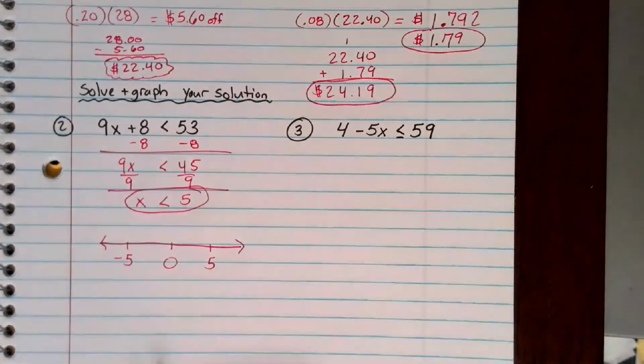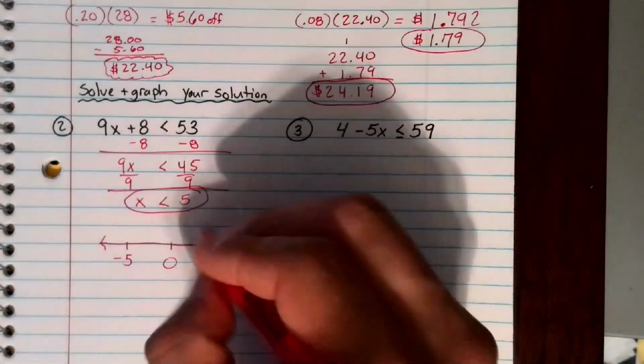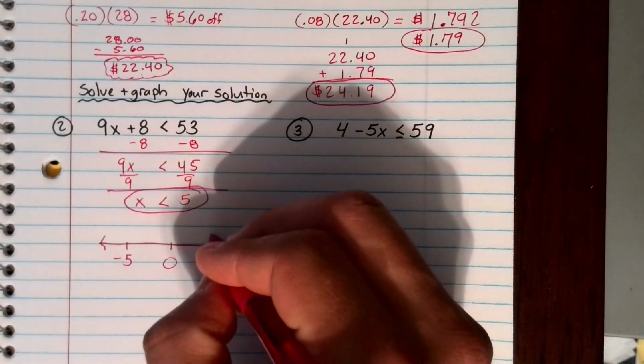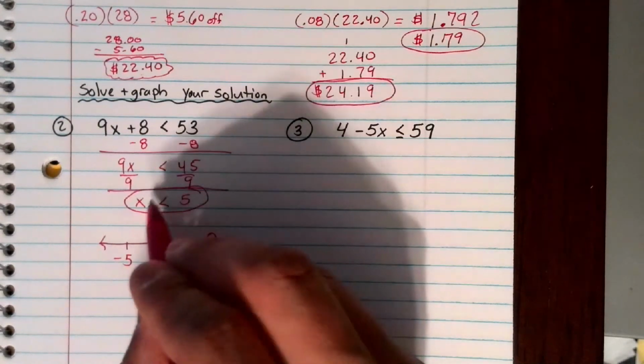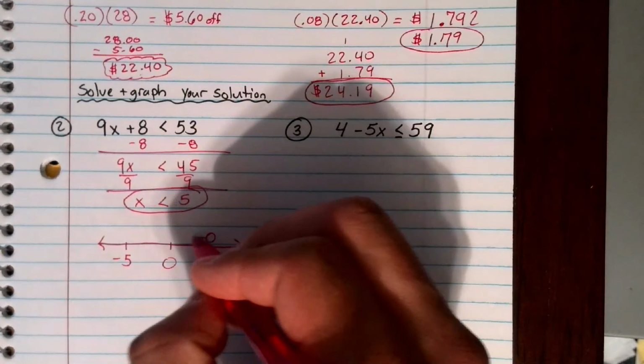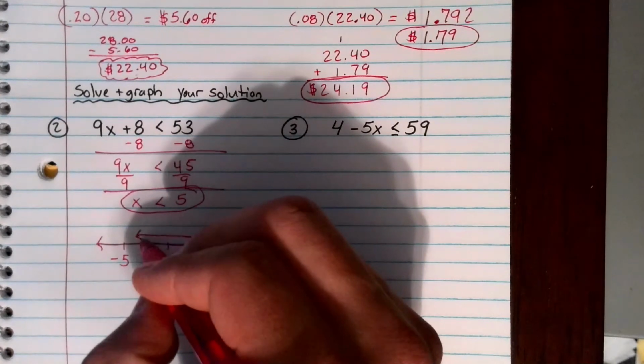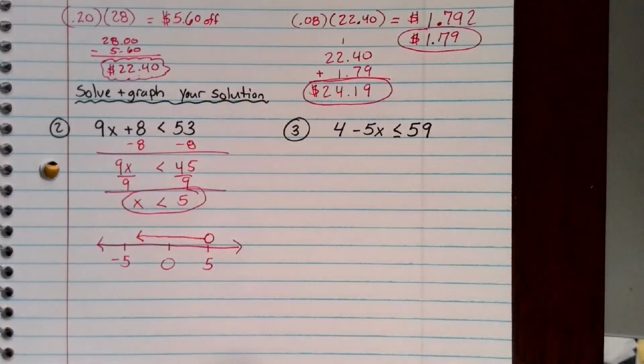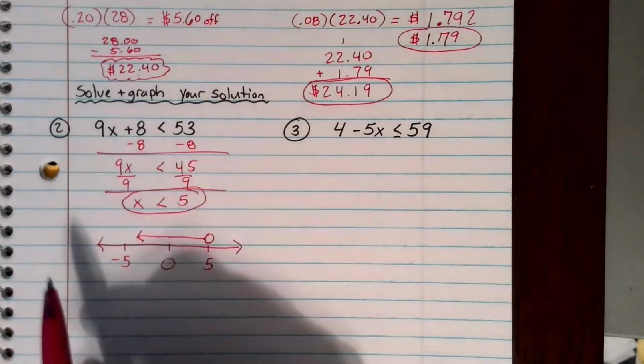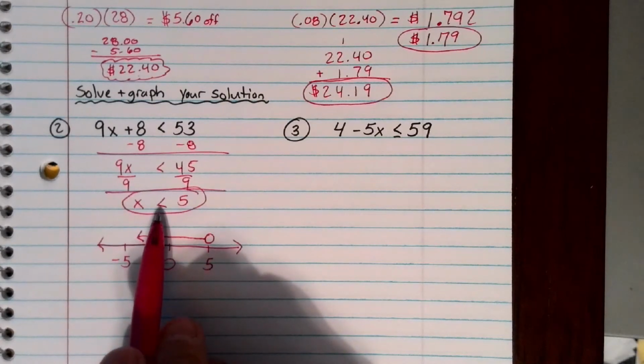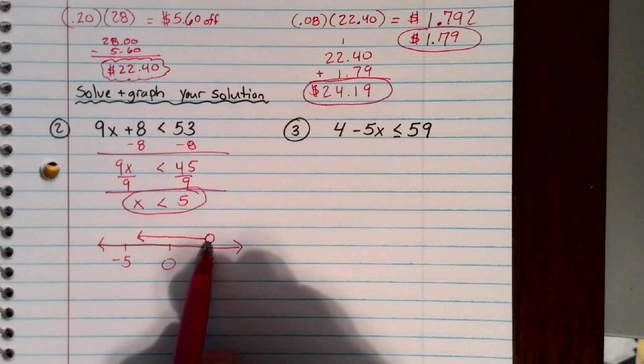Space them evenly. And then this is less than, so it's not less than or equal to, so it's an open circle. And my answer is less than 5, so I want all the answers that are smaller than 5. So I would draw my arrow that way. Remember this: more chalk, less chalk, or in this case, more ink, less ink. Less ink to make the symbol, less ink to make my dot.